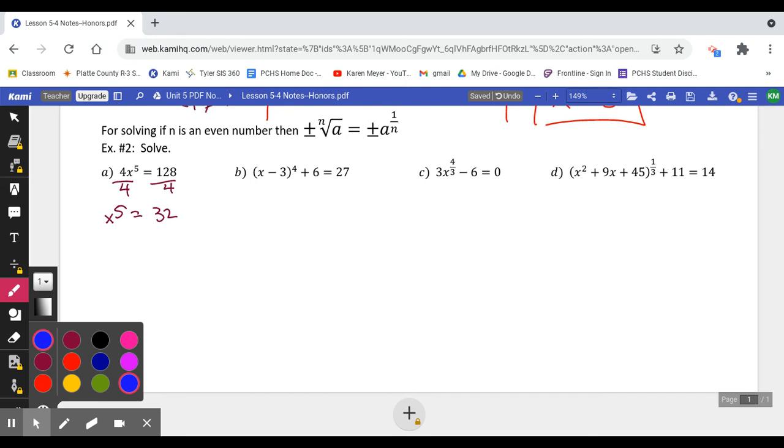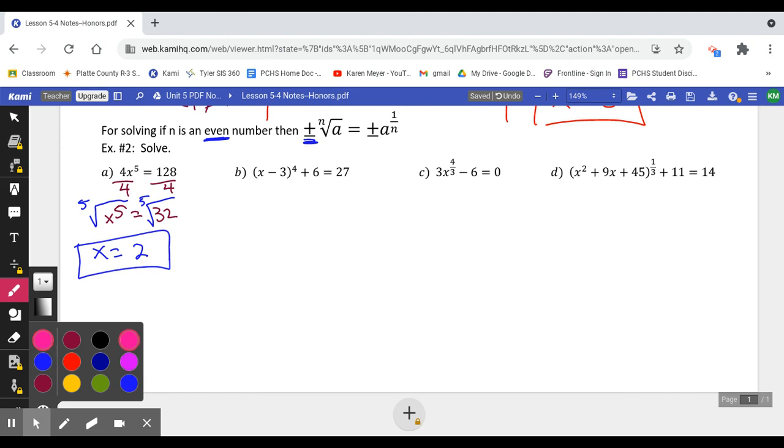Now, to get from x to the 5th down to just x, you have to do the opposite of a 5th power, which is a 5th root. So x equals, and then I would take my calculator out and I would type in 5th root of 32, and that would give me 2. And then remember, because 5th root, because that's odd, you do not need plus or minus. You only need plus or minus when we're talking about an even root. So answer is 2. Done.